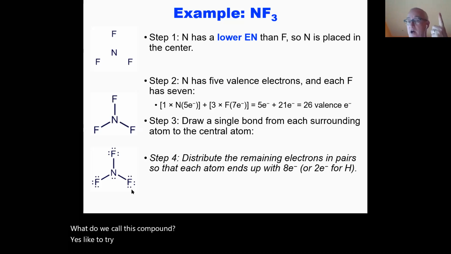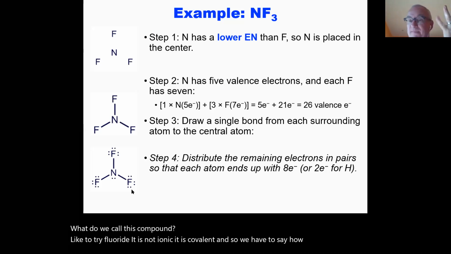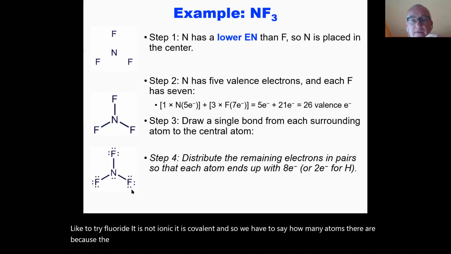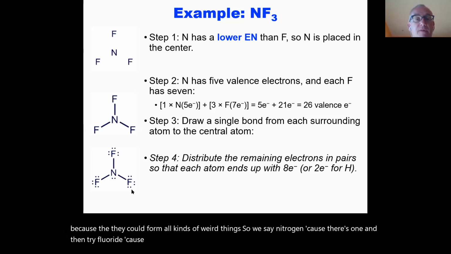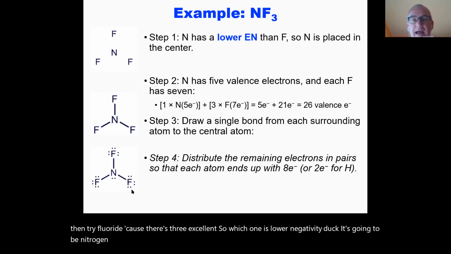It is not ionic, it is covalent. And so we have to say how many atoms there are, because they could form all kinds of weird things. So we say nitrogen, because there's 1, and then trifluoride, because there's 3. Excellent. So which one has the lower electronegativity? Well, duh, it's going to be nitrogen, because fluorine is the Mac Daddy of electronegativity. So we put nitrogen in the middle.